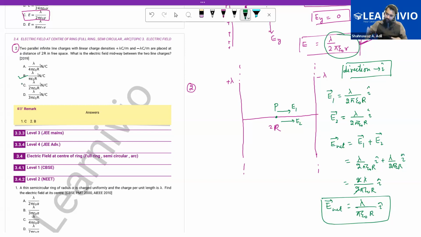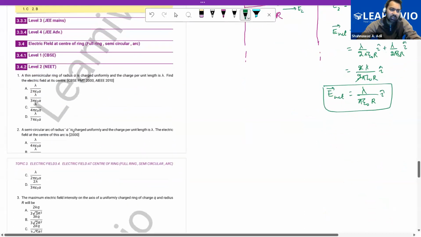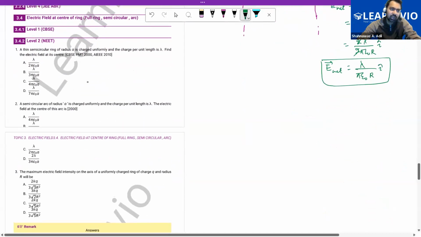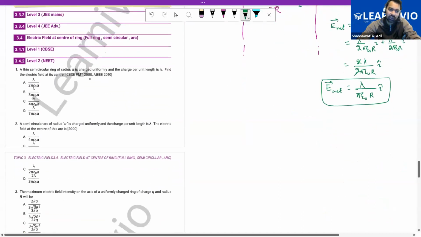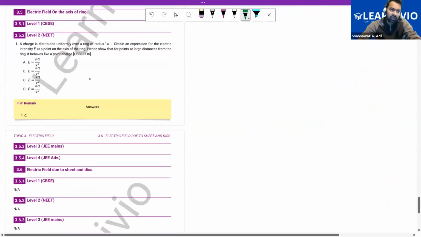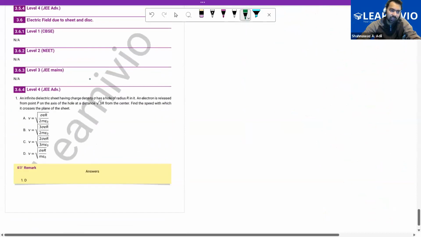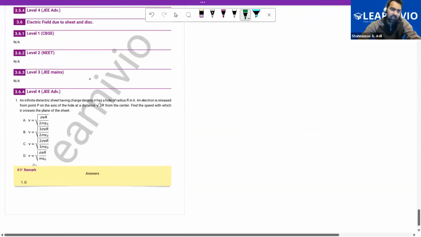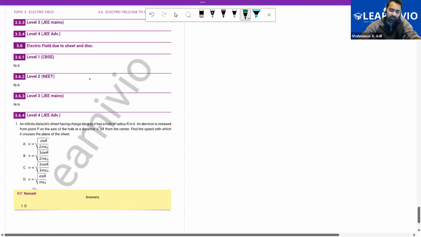Done, sir. Okay, so then this electric field due to linear wire is also done. The circular part is not in the syllabus for CBSE, right? So we skip that. So then all the electric field portion is done, right?